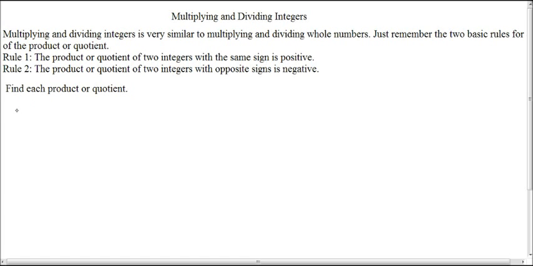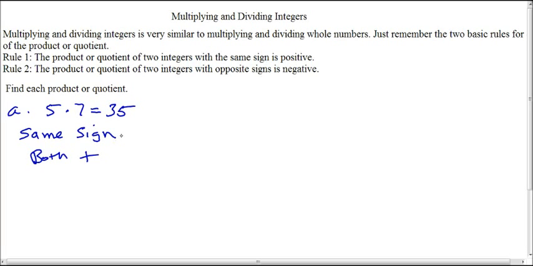For A, 5 times 7, or should I say a positive 5 times a positive 7. That's going to give me 35. And because we have the same sign and both are positive, our product will be positive. Let's take a look at another one.